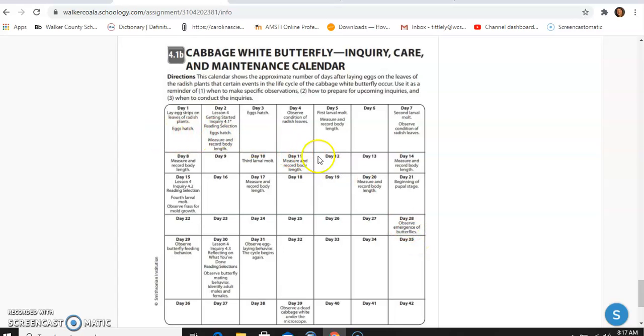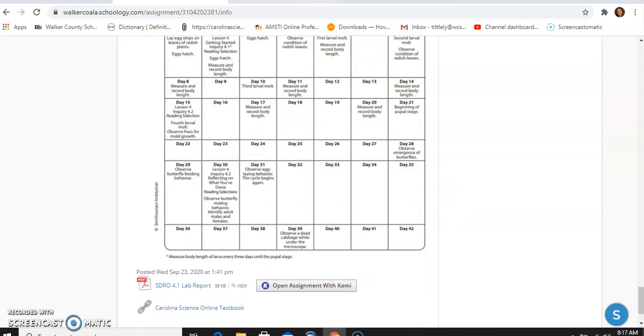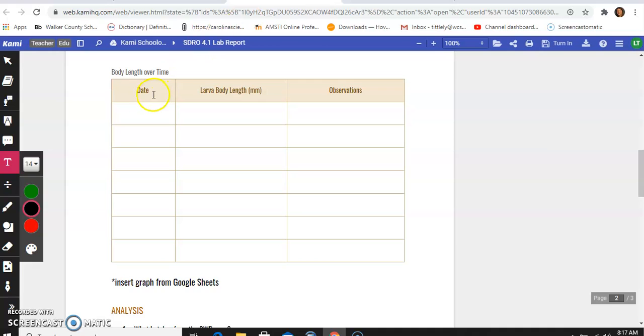So you can use this calendar along with the different data from the background information to help you fill in your data table. Now, this data table is just for simulated growth. We're not actually going to be able to measure their size because they are a species that's considered a pest species, and we are no longer allowed to have these caterpillars at school.